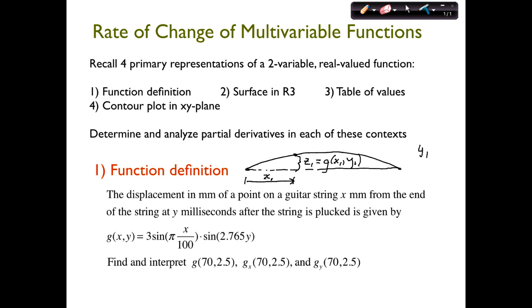Okay, so how would you find, let's do g of 70, 2.5 first of all. How would you do that? How would you do g of 70, 2.5? Yeah, okay, so that's easy. You guys can do that. So now let's do this partial derivative with respect to x. So what does it mean to find the rate of change function with respect to x distance down the string? What would that mean for algebraically finding that function? G of x.